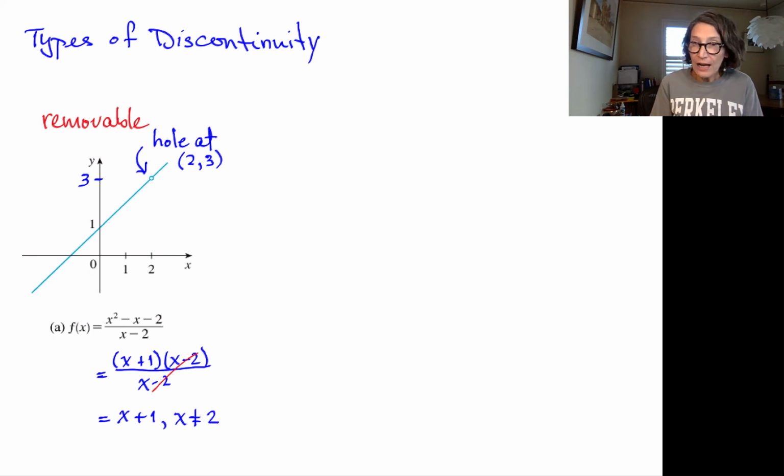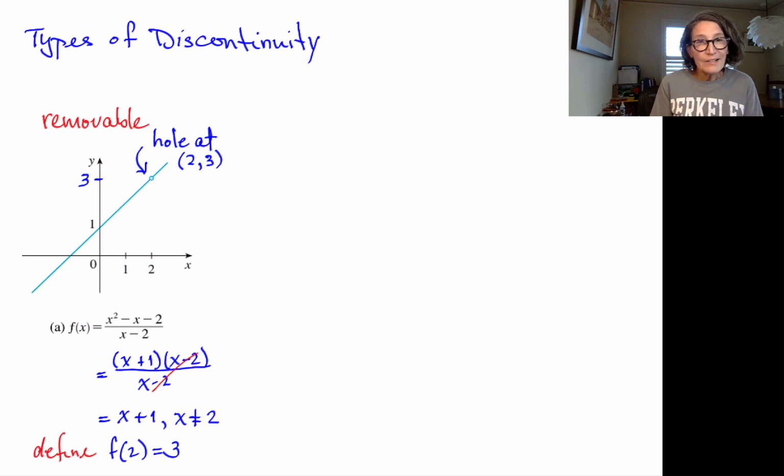Remember, when you factor and cancel, you have to remember the information you just got rid of, you have to add it. So we have to say f of x is equal to x plus 1 for all x not equal to 2, or as long as x is not equal to 2. So that's a removable discontinuity because all we need to do to get rid of the problem is just define f of 2 to be 3. And then we just fill in that hole.